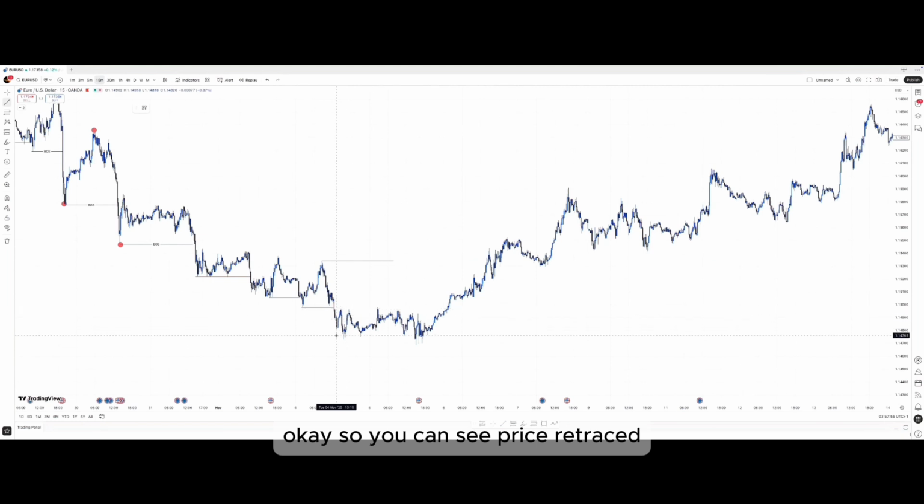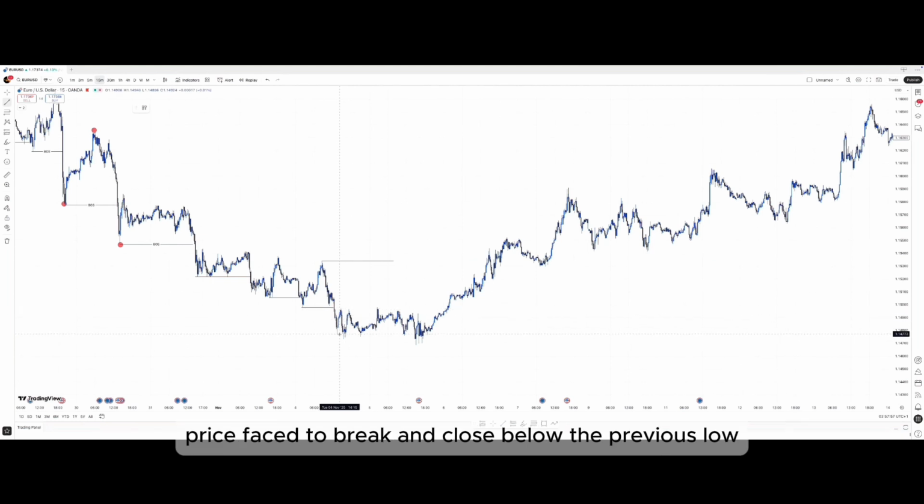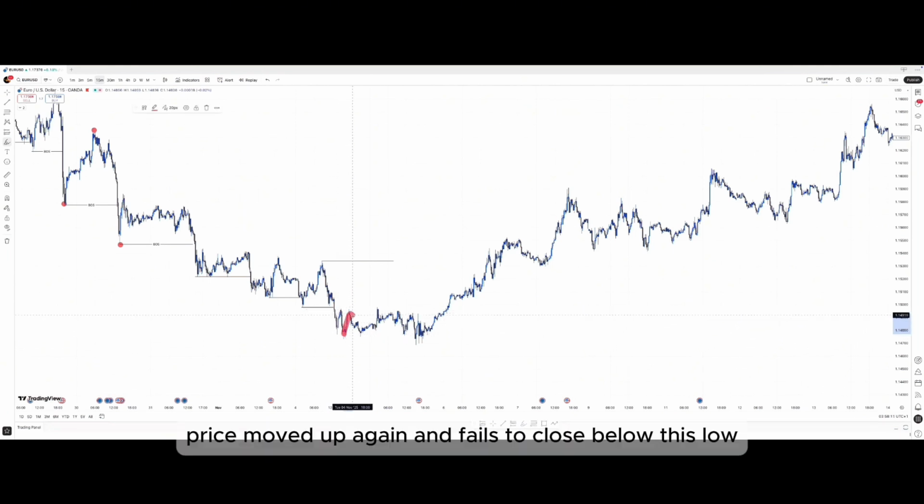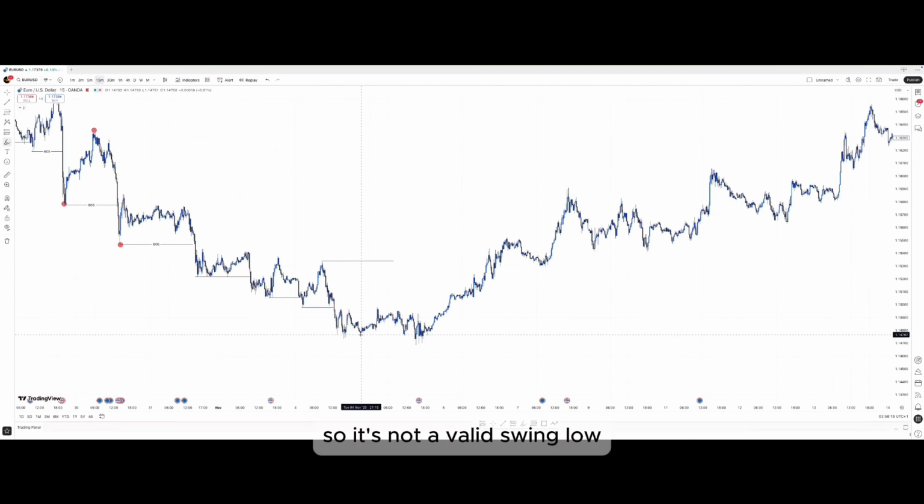Okay, so you can see price retraces, price fails to break and close below the previous low. This is not a valid swing low, just like I explained in the previous video. Retrace, created a new low. Let me draw this as price created this low, retraced and fails to break below this low, which makes it not a valid swing low. Price moved up again and fails to close below this low, so it's not a valid swing low.